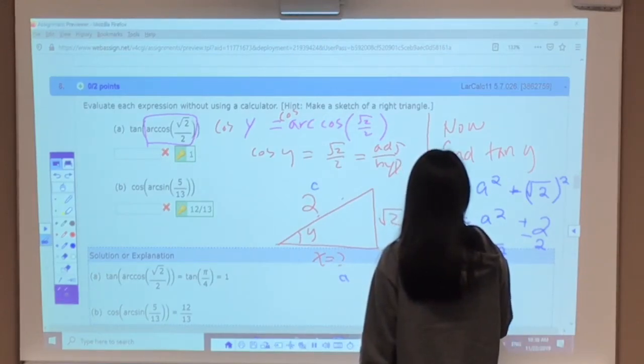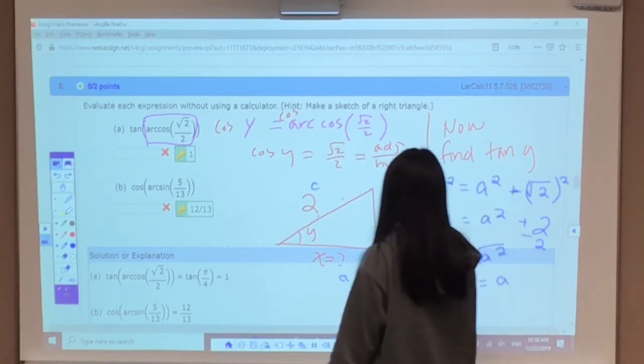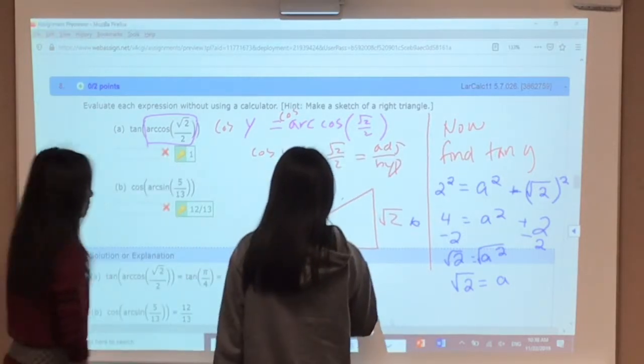So, would you leave it as the square root of 2? Yes, definitely. So finish it, so you put the square root of 2 there.